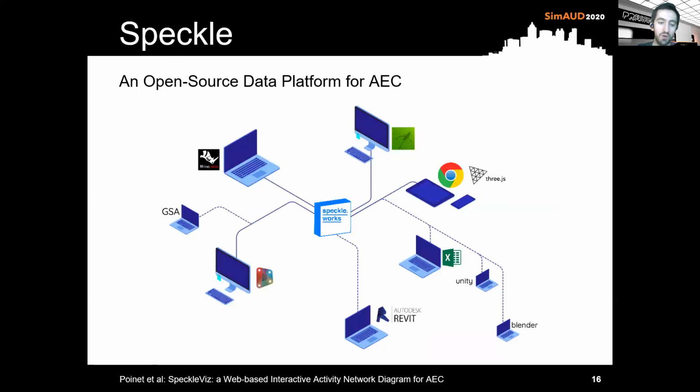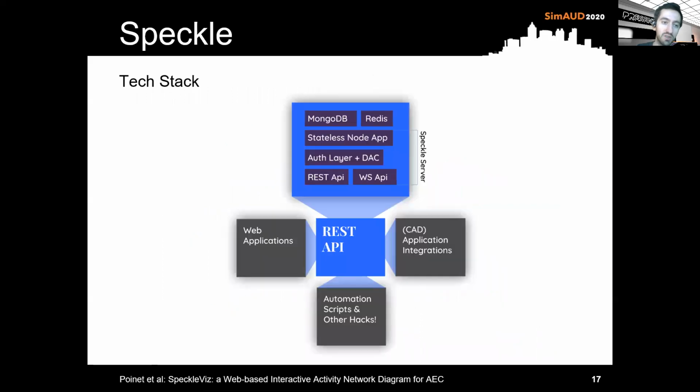Basically, Speckle tries to link different software platforms which are usually isolated and gather the data within the same server. In terms of technological stack, Speckle is mostly a REST API, from which you can build some web applications and application integrations for CAD software. You can also build more automation and scripts and other hacks. In the backend, for the database, it uses MongoDB right now, and there is also an authentication layer allowing you to have your own accounts, logins, and passwords.